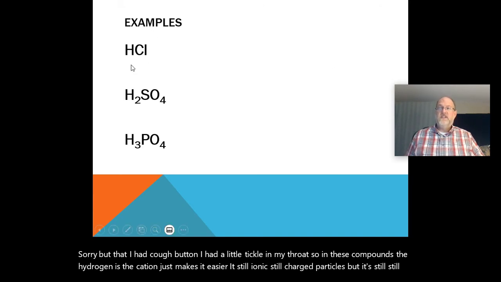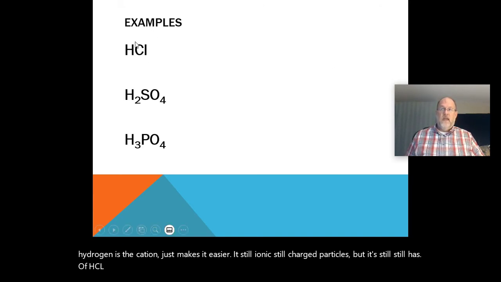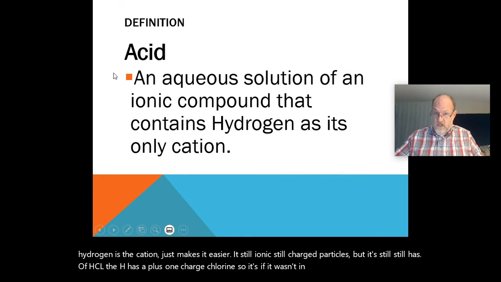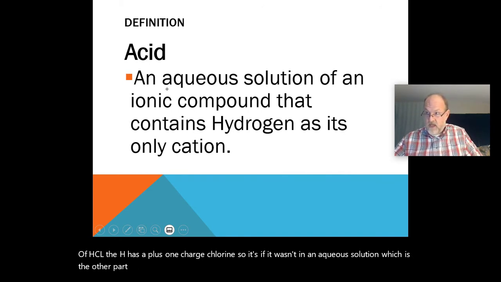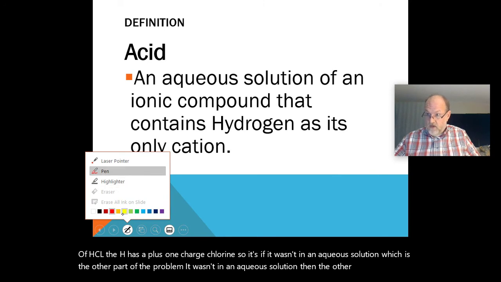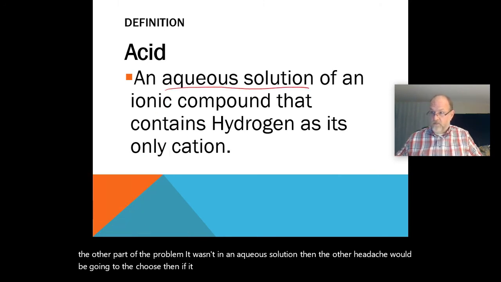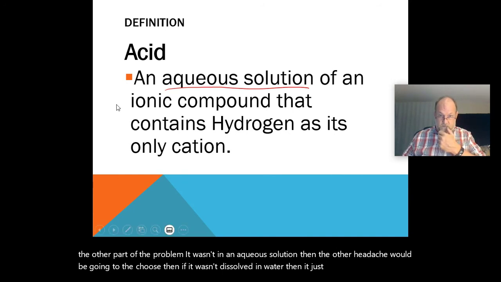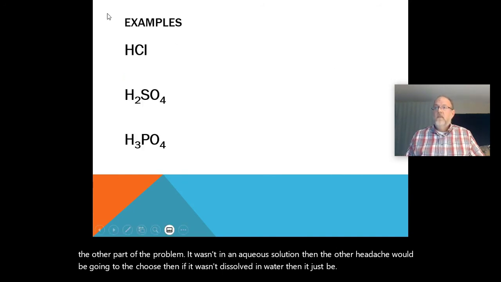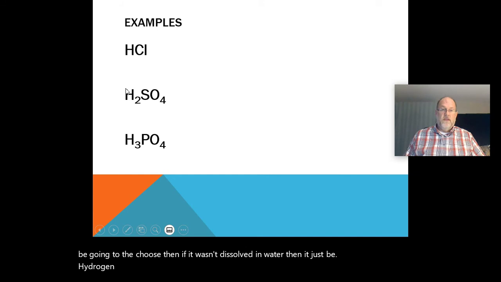So, like HCl, the H has a +1 charge, chlorine. If it wasn't in an aqueous solution, which is the other part of the problem, if it wasn't dissolved in water, then it would just be hydrogen chloride. But since we're talking about this being dissolved in water, we're going to name it a little differently because it's an acid.